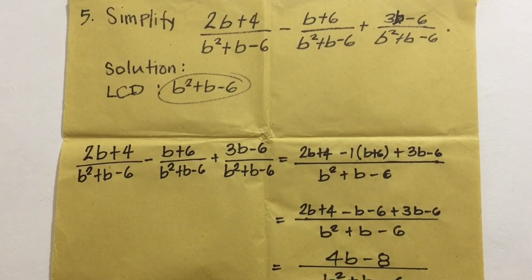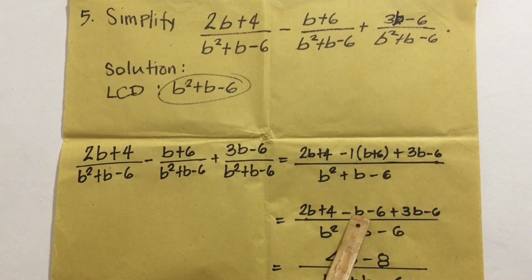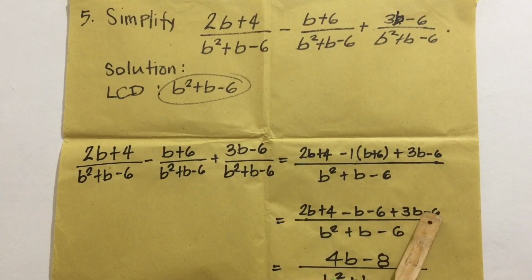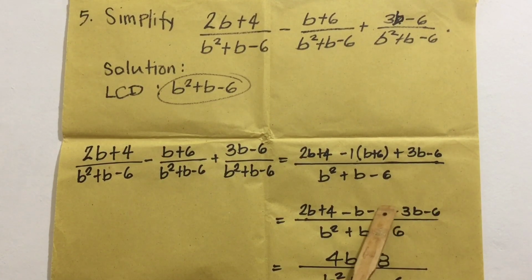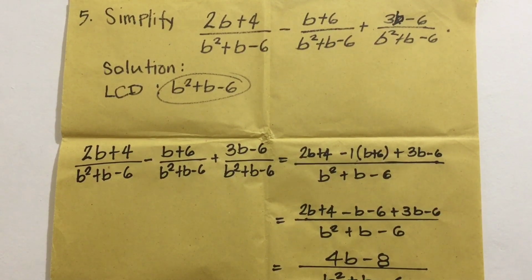After that, we're going to combine like terms. We combine 2b, negative b, and 3b. We add first the like terms: 3b plus 2b equals 5b, minus b, so we have 4b. Then we add the constants: positive 4 plus negative 6, then we also have negative 6 here. So we add negative 6 plus negative 6, and we have negative 12, then plus 4, so we have negative 8. Copy again the denominator.